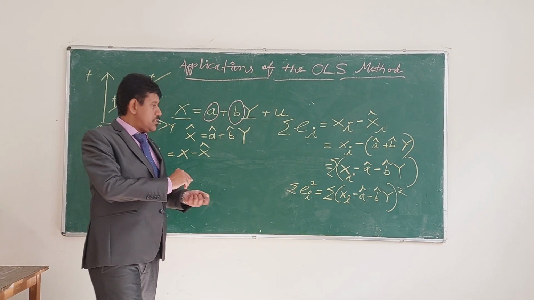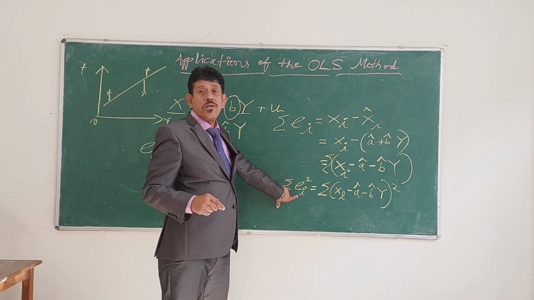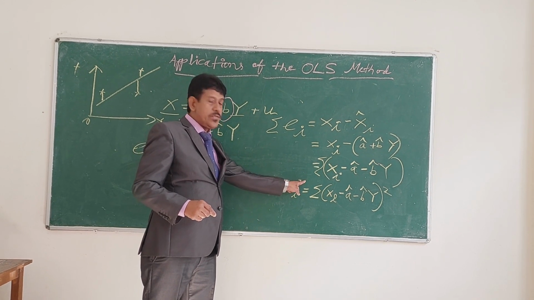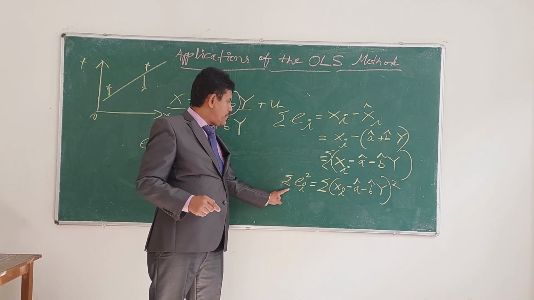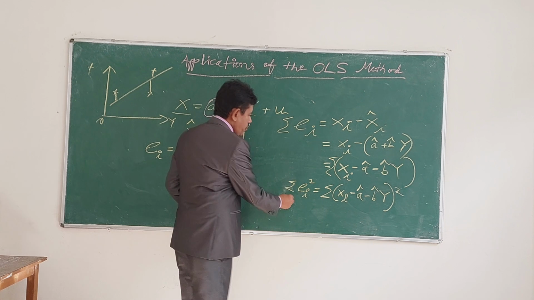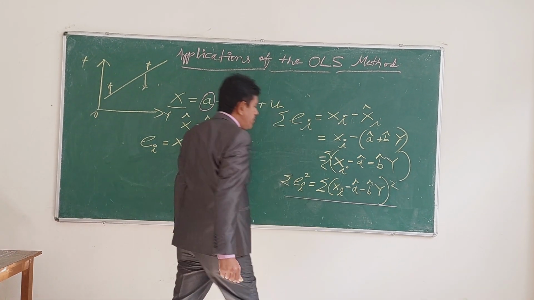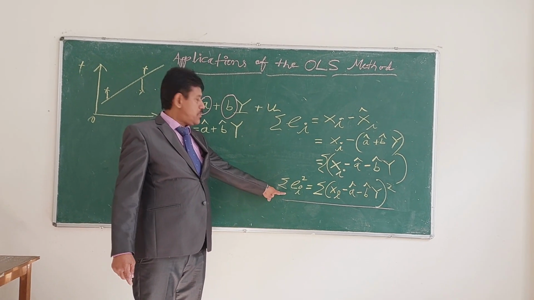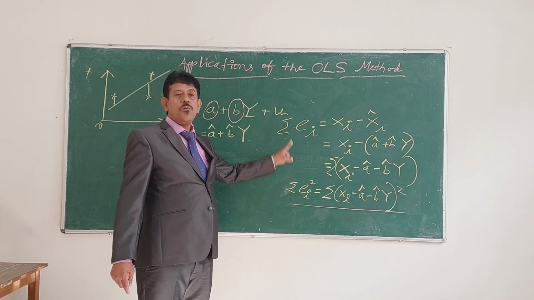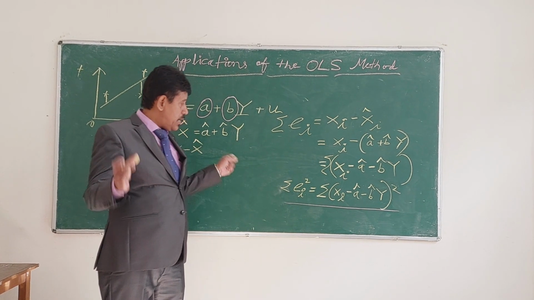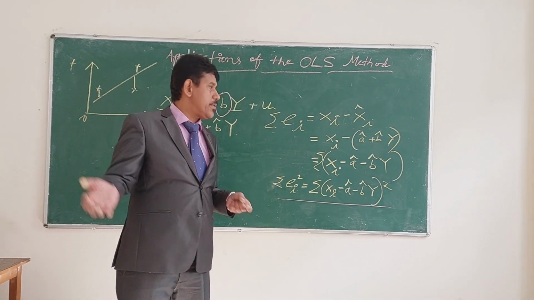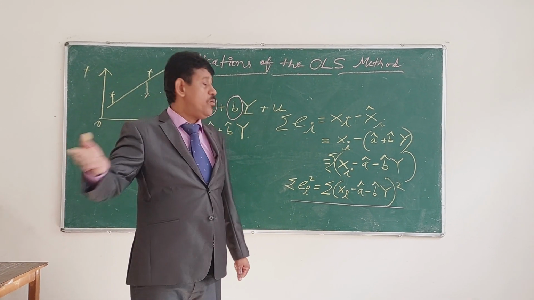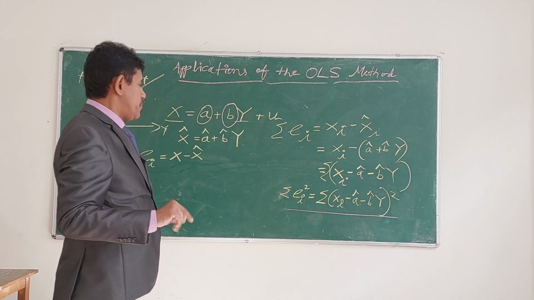So this is the sum of the squares of the deviations. Summation EI square. Sum of the squares of the deviations. This is most important. Now, what we have to do? We have to minimize this sum of the squares of the deviations. Here, mathematics enters the picture. The problem of minimization you shall have to apply.